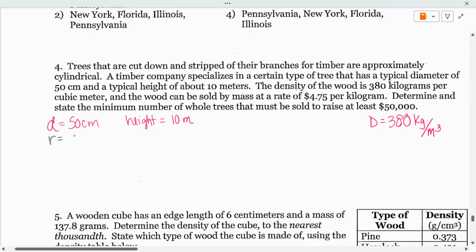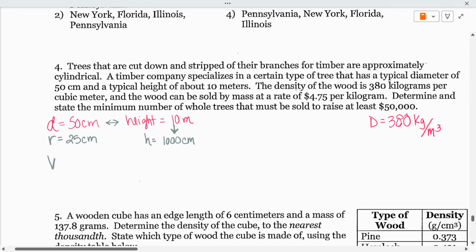The radius is what? 25 centimeters. Okay. What is the problem with these two items? They're different units of measure. Okay. So we are going to turn our height of 10 meters into centimeters. So 10 meters is the same thing as, well, 10 times 100 is 1,000 centimeters, right? Because there's 100 centimeters per meter. Okay, so that's our height.